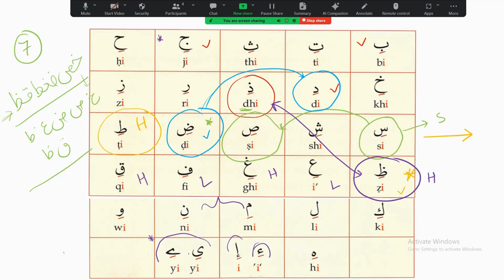You can say: B, T, C, G, he, D, Z, ri, Z, C, she, si, di, ti, zi, ri, ri, fi, qi, ki, li, mi, ni, we, he, ye.